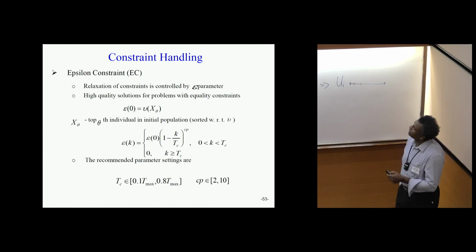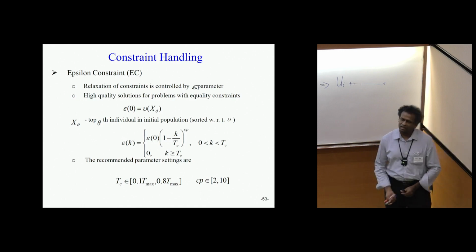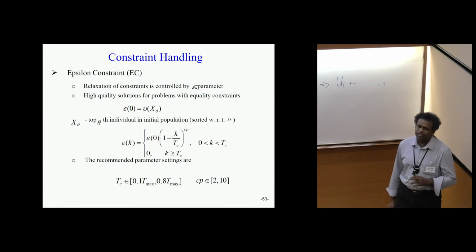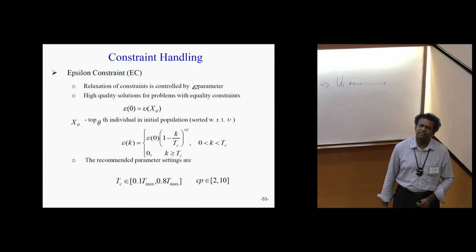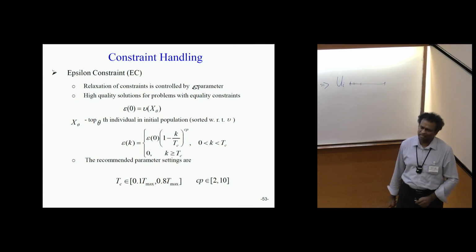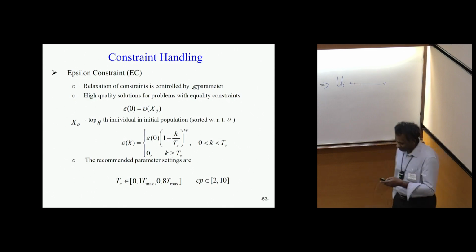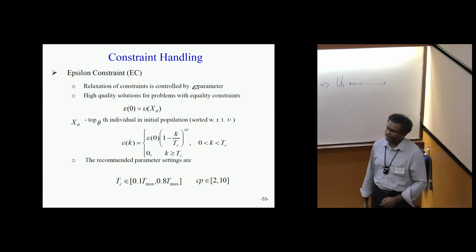This is possibly the most effective method that we have now. It is a minor variation of the superiority of feasible method. In the superiority of feasible method, all infeasible solutions are considered bad, whereas feasible solutions are better. Whereas this epsilon constraint handling method is considered the best method nowadays.